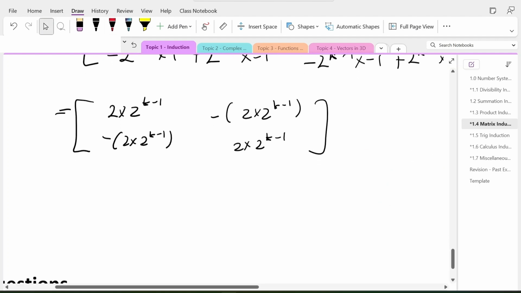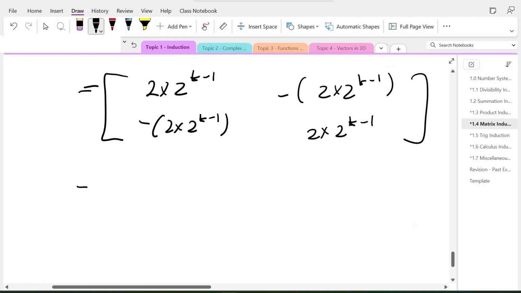Now we just use index laws. So if we have a situation like this, we add the powers. So we're left with 2 to the 1 plus K take 1, 2 to the K. And I think we've done it.